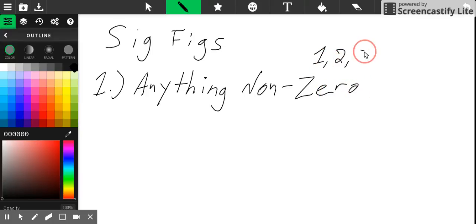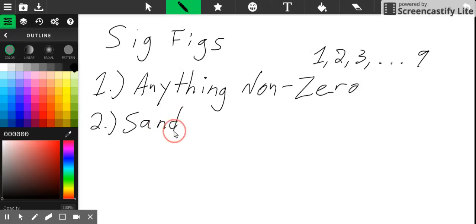1, 2, 3, all the way to 9. If it's non-zero, it's definitely significant. Rule 2: sandwiched zeros. We talked about this in class. Sandwiched zeros are zeros between non-zero numbers.